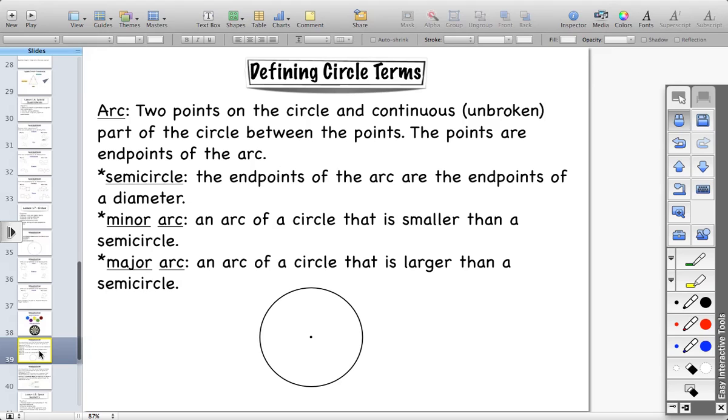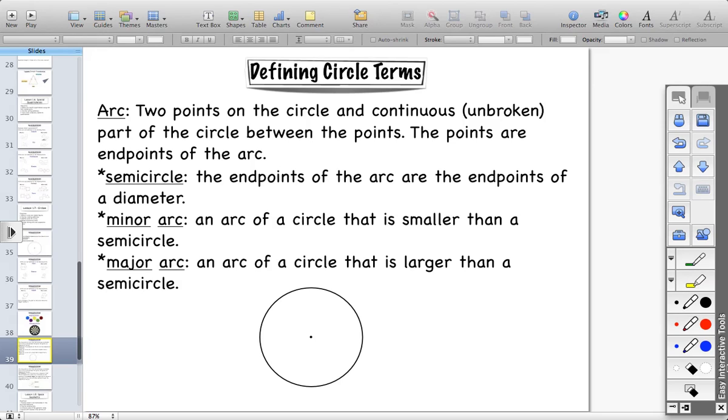Talking about arcs. All right, another thing we're going to discuss in circles will be arcs. This is just an intro. Later in the semester, we will get into more detail when it comes to circle properties and things like that. But good words to know. An arc is two points on the circle and a continuous unbroken part of the circle between the points. The points are the endpoints of the arc.